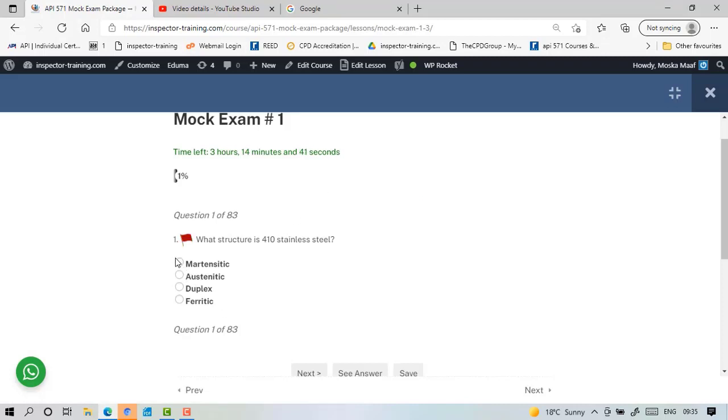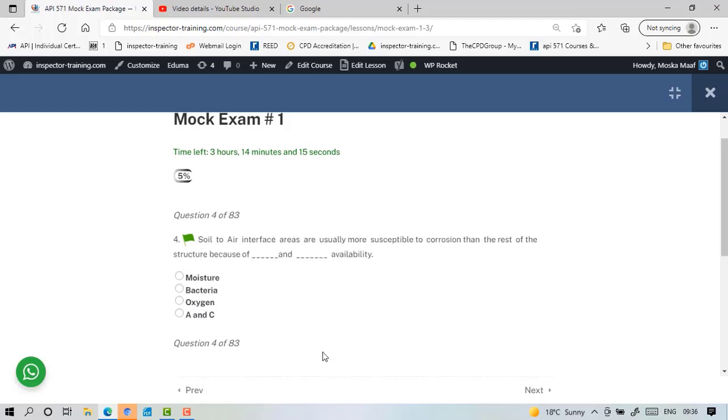What structure is 410 stainless steel? Martensitic. Question 2, for 5 chrome 0.5 molybdenum, what is the threshold temperature for creep? 800 degrees Fahrenheit. Which of the following metals is the most anodic? Zinc. Soil-to-air interface areas are usually more susceptible to corrosion than the rest of the structure because of moisture and oxygen. Two drivers, so use A and C.